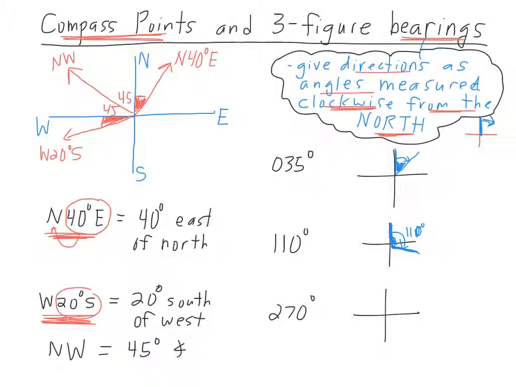Sorry, I'm having trouble writing here. 270 degrees as a bearing, once again measured clockwise from the north. If we're going to go 270 degrees as a bearing, this would be the same as saying that you're traveling due west, because you would be going directly west. So these are all referring to bearings.